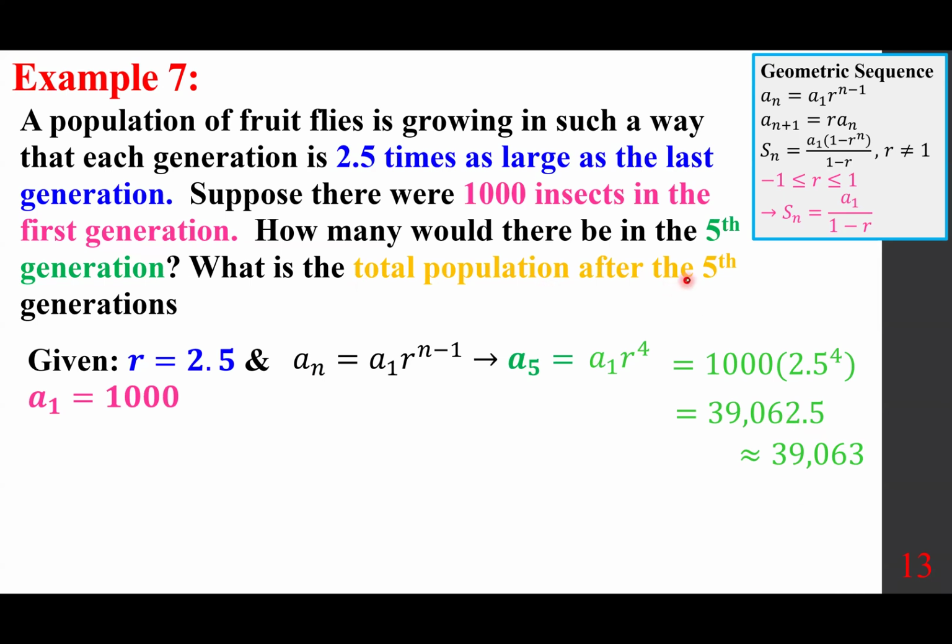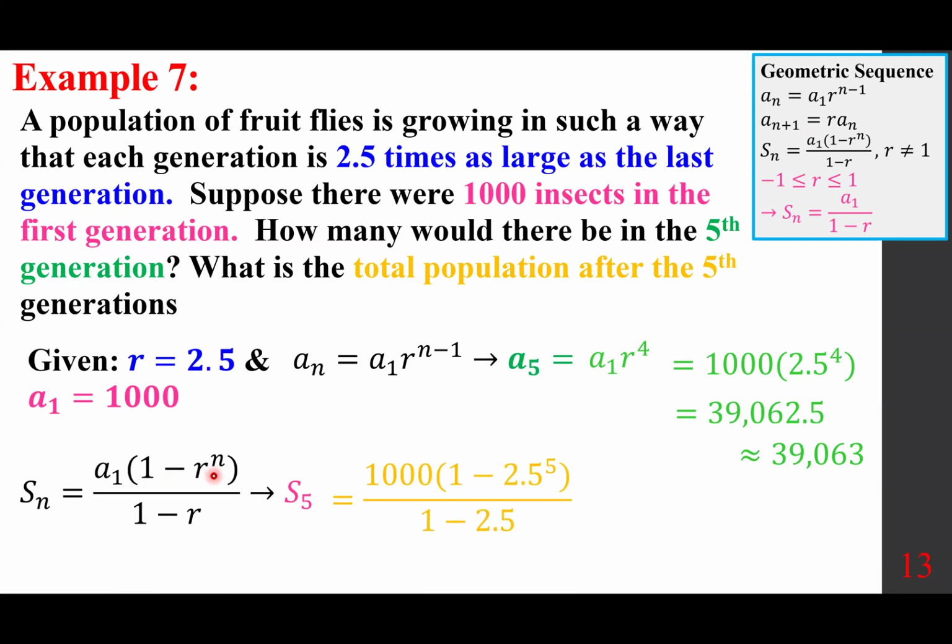What about the total population after the fifth one? Then they are asking for this formula, S sub n. So we want S sub 5. Replace the A sub 1 with 1,000 and R with 2.5. So it's 2.5 to the power of 5, subtracted from 1, times 1,000, divided by negative 1.5, which results in this number. Again, we are dealing with the number of flies, so you have to round it: the 7 next to the 5 changes to 8. You have to round it because it's the number of flies. Okay, everybody?